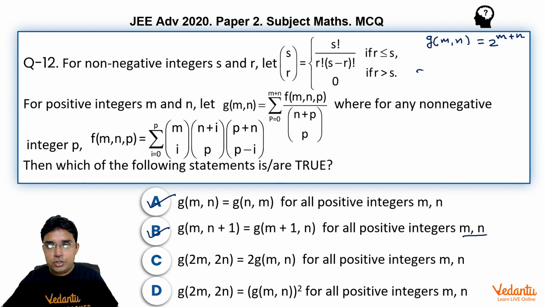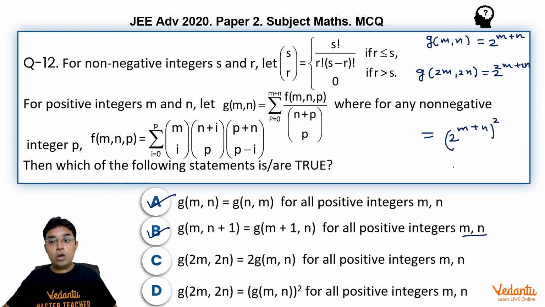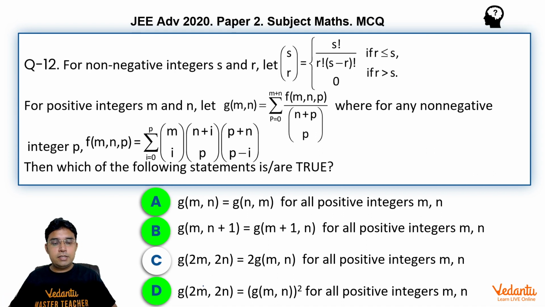Now if we take g of 2m comma 2n, it will be 2 raised to the power 2m plus 2n. Now this is actually g, 2 raised to the power m plus n whole raised to the power 2. It is not 2 times of this thing. So C option is not correct. I think D option is correct. Very easily it can be seen. So A, B, D should be the answer. Let us see what the answer is. Yeah, A, B, D are the answer.